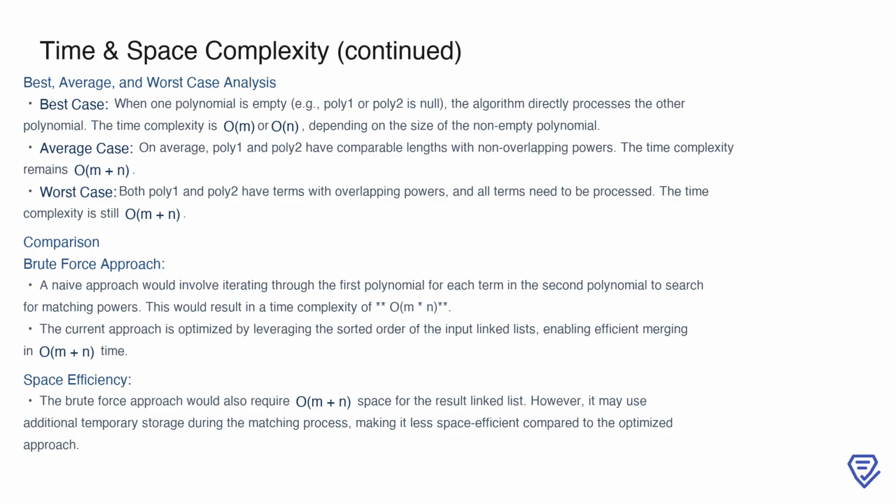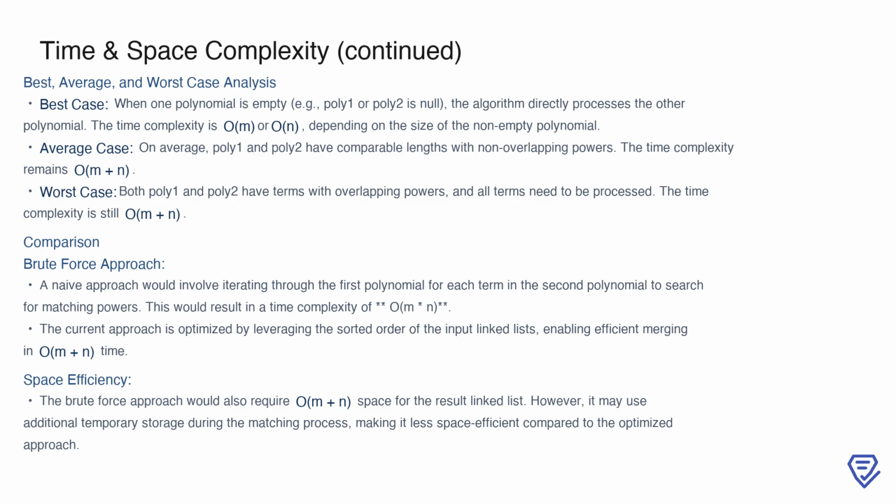In the worst case, both polynomials have terms with overlapping powers, requiring every term to be compared and added to the result. Even in this case, the time complexity is still O(m + n). To contrast, a brute force approach would iterate through the first polynomial for every term in the second, resulting in a much higher time complexity of O(m * n).